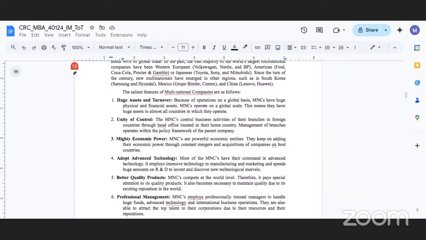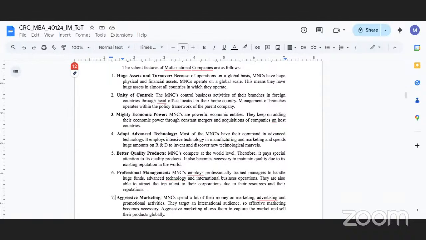The salient features of multinational companies are: one, huge assets and turnover; second, unity of control; third, a mighty economic power, because they are powerful economic entities. We just said that about 100 top multinational companies control 40% of the global trade. That's huge. So, a mighty economic power.